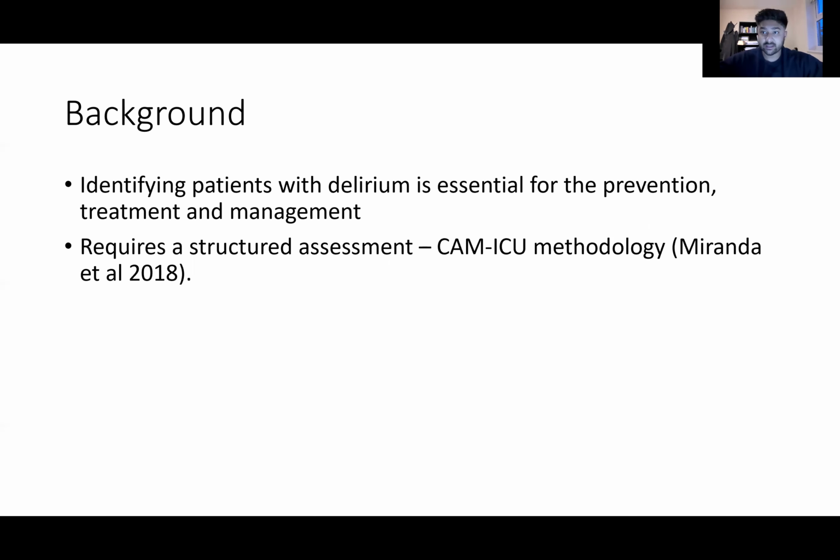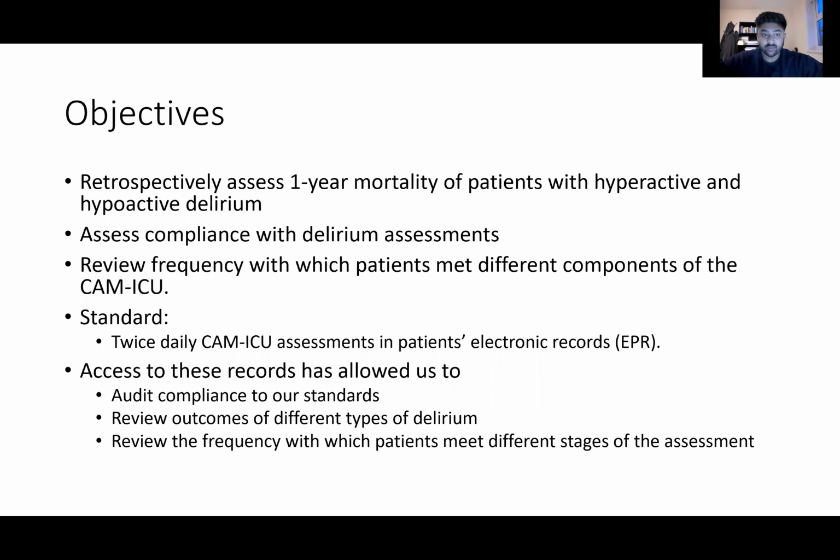One of the methods used to recognize delirium is the CAM-ICU method that I will go through later. What we did was look at the delirium assessments and the outcome of patients through a whole year after admission in the ICU. We wanted to look at the compliance with the delirium assessments, and how often these patients were meeting the different components of CAM-ICU, which I'll go through later, and check what the survival rate of these patients was.